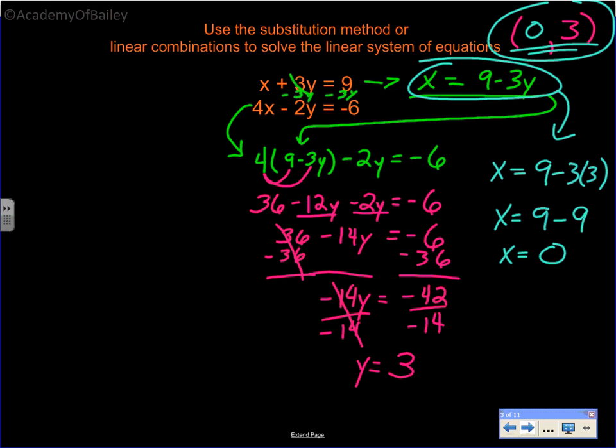And there you go. You have (0, 3) for your solution, and that's where those two lines that we started out with, so these two lines here, are going to intersect. That is the solution. (0, 3) is the solution.